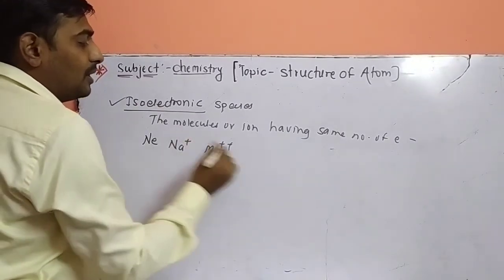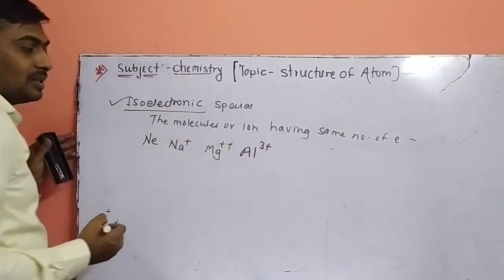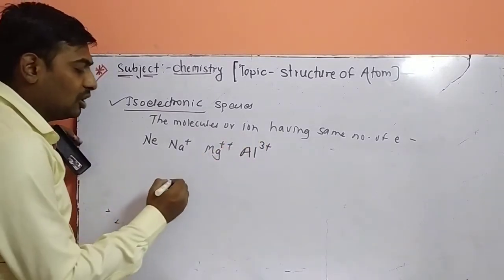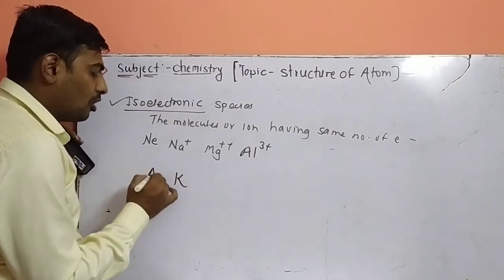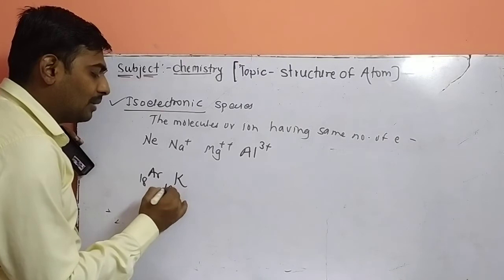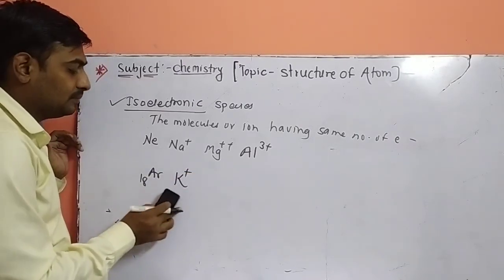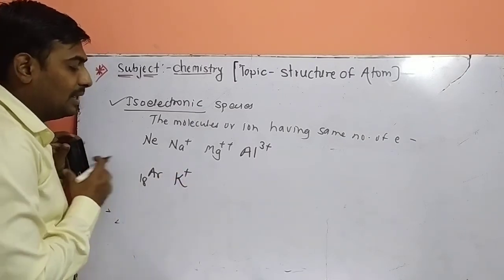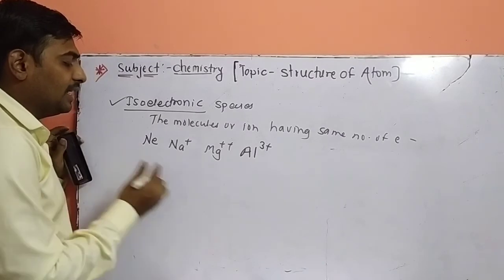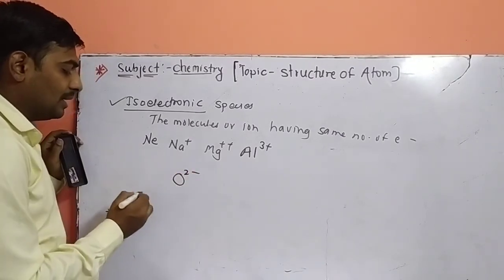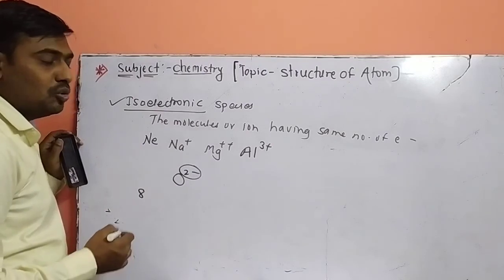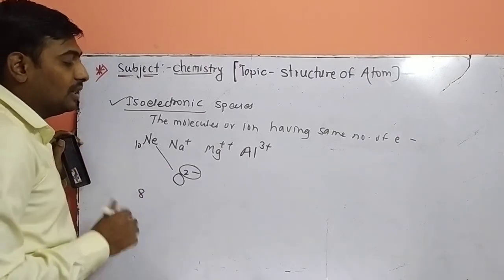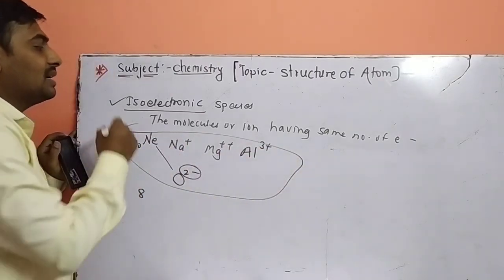Or we can take aluminum 3 plus for this example. Aluminum atomic number 13, 3 electrons lost, that is 10. These are isoelectronic species. Or you can take potassium and argon. Argon atomic number 18, potassium atomic number 19, but in the potassium K plus species, due to 1 electron lost, it has the same number of electrons. Or if you take negative ions, oxygen 2 minus, oxygen atomic number 8, but due to electron gain, that is 8 plus 2, 10. So neon has atomic number 10, here also 10 electrons, here also 10 electrons. All these species having the same number of electrons are called isoelectronic species.